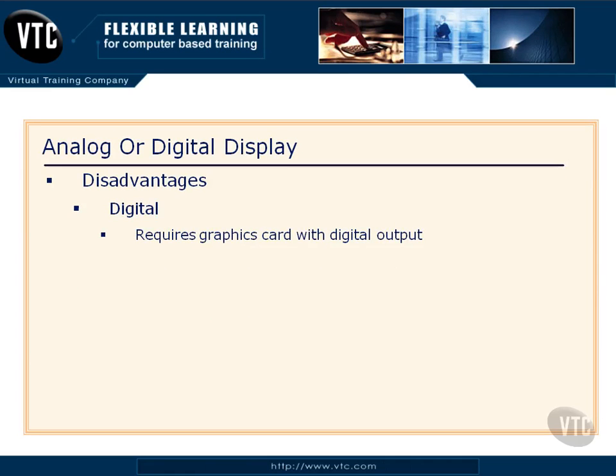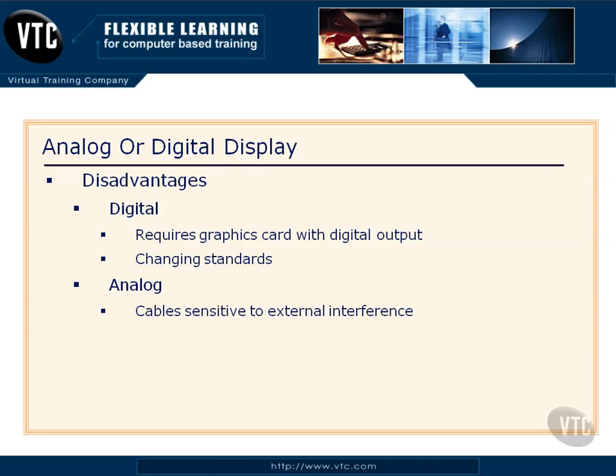Now, what are the disadvantages? It's kind of hard to find disadvantages for digital, to be quite frank, but digital requires a graphics card with a digital output, meaning a DVI output. Those are becoming pretty standard now, but we'll go with that as a disadvantage for now. Also, digital tends to be going through some changing standards. You have a couple of different standards of DVI. It's not a huge deal, but it can be problematic sometimes. With analog, the cable itself is sensitive to external interference, EFI, which will hinder it. You also get that quality loss due to the signal conversion.